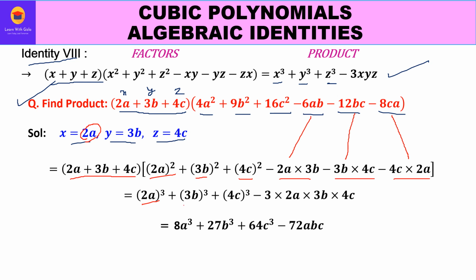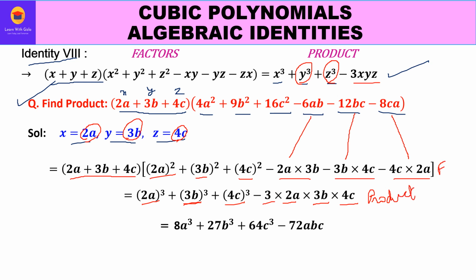Then we have plus y cube. Y is what? 3b. So 3b whole cube. Now next is z cube. So z is what? 4c. So isn't it 4c whole cube? And then we have minus 3xyz. So 3 into x, x is 2a, y is 3b, z is 4c. Right? So this is the product.